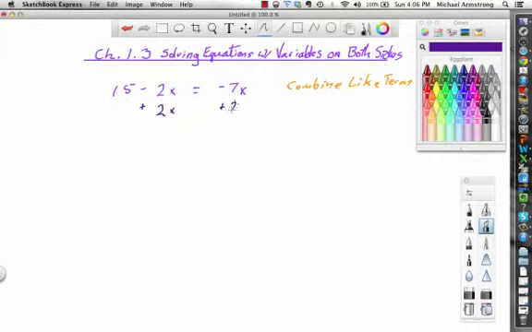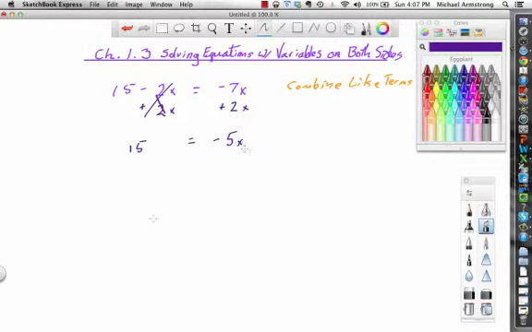So I'm going to add 2x to both sides. I'm doing this because I don't want this negative 2x here. A negative 2x, when added to a positive 2x, cancels out and you get 0, so you're just left with 15. Negative 7x added with a positive 2x gives something different. I get a negative 5x, because negative 7 plus 2 is negative 5.